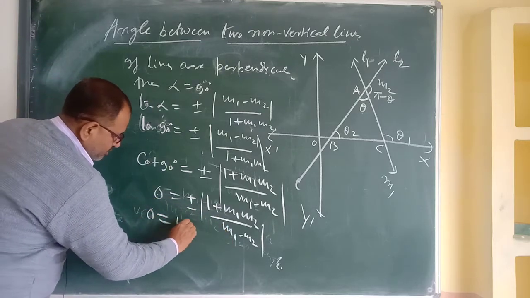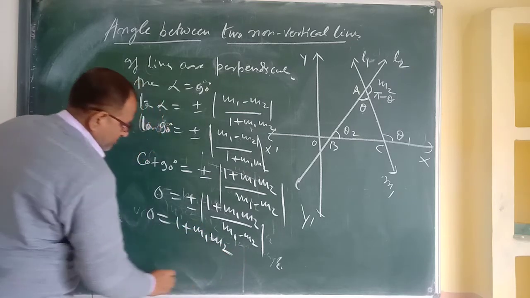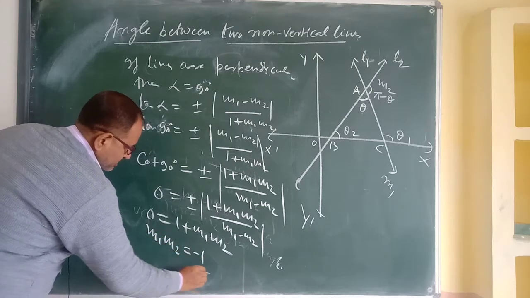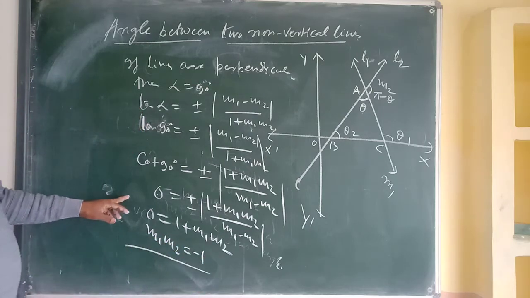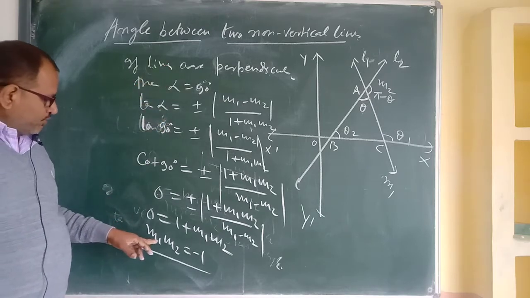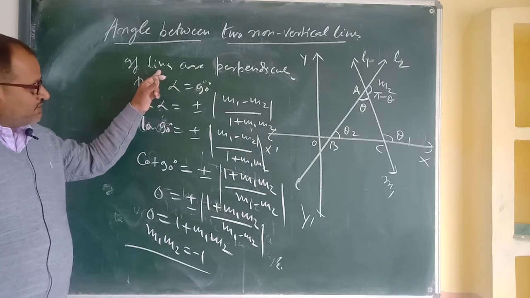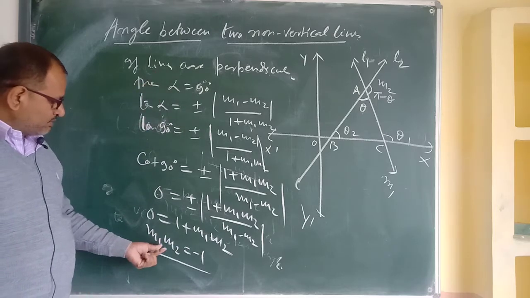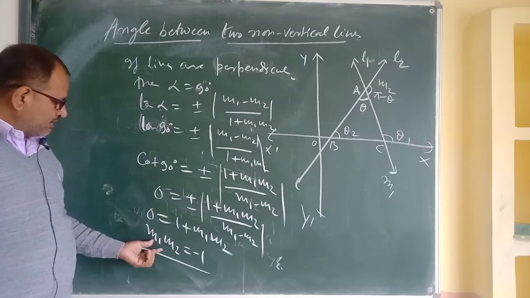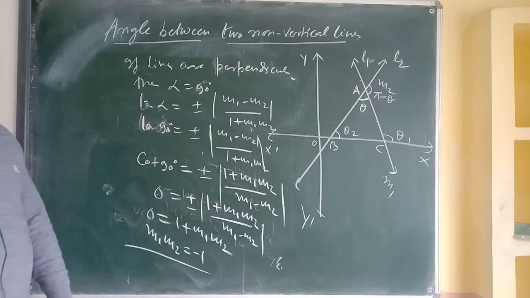So 0 is equal to 1 plus m1 into m2. So what will be m1 m2? It is minus 1. So for perpendicular lines, condition is product of the slopes of the lines is equal to minus 1. So if lines are perpendicular, product of the slopes will be minus 1. Converse part is also true. If product of the slopes of the lines is minus 1, it means lines are perpendicular.